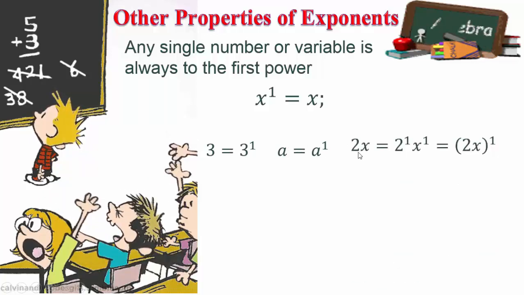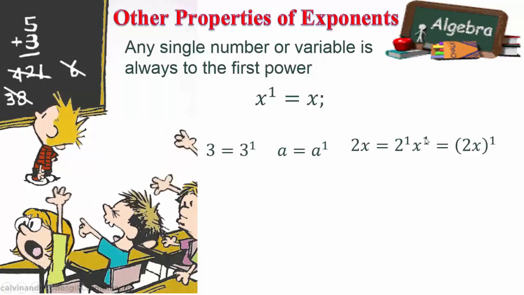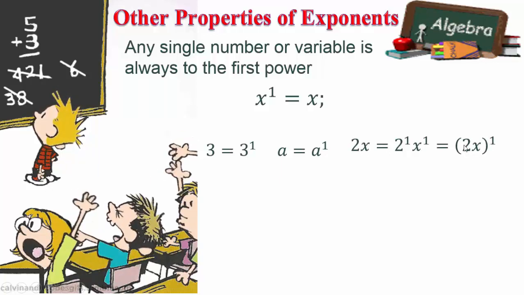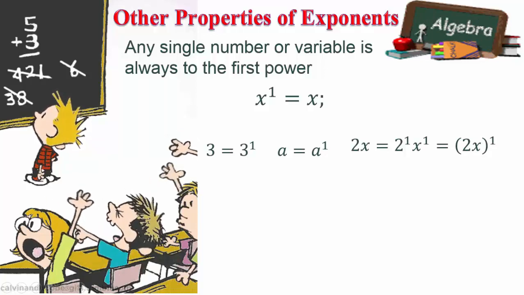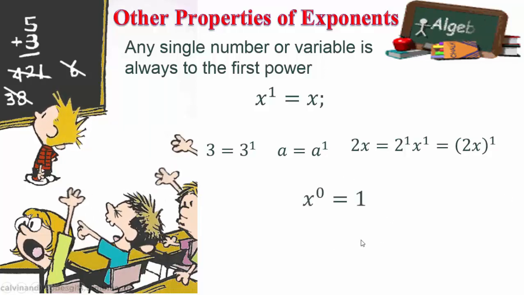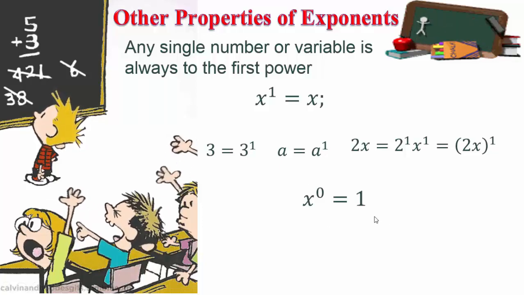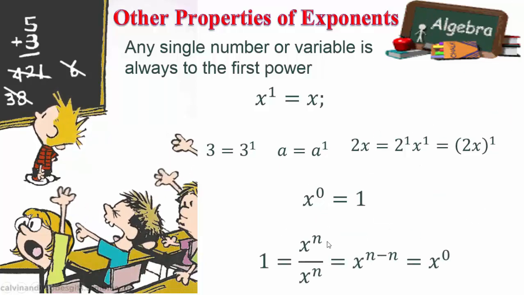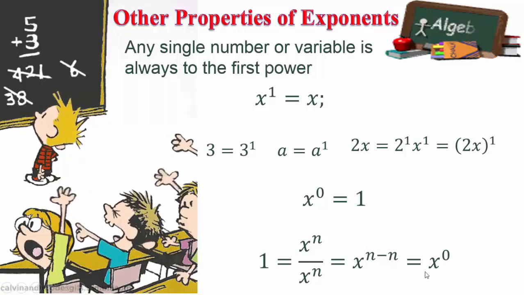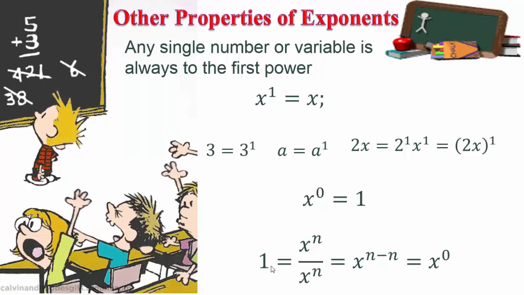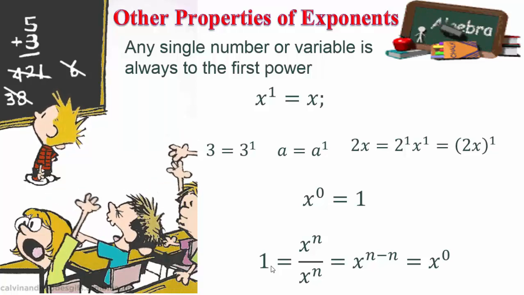And in the case of 2x, well, 2 is to the first power, x is to the first power, and that means we can look at it as (2x) to the first power, where everything is brought to the first power. Anything to the 0 power is equal to 1, no matter what. For example, when we had situations, here x to the n divided by x to the n is n minus n, which is equal to 0. That gives us x to the 0 power. However you get there, anything to the 0 power is equal to 1.